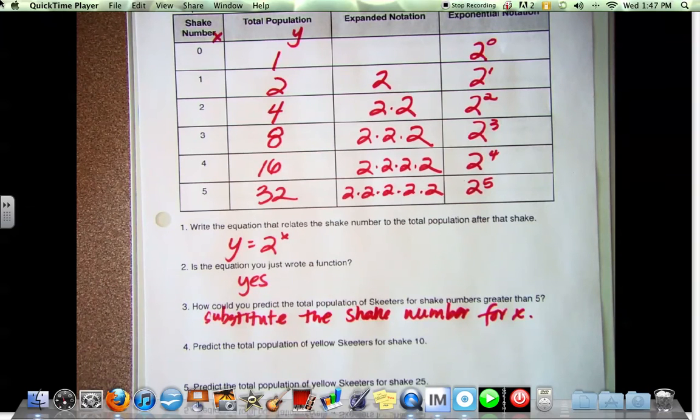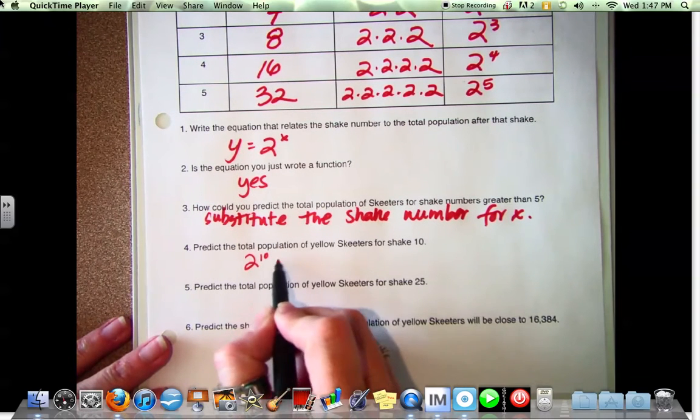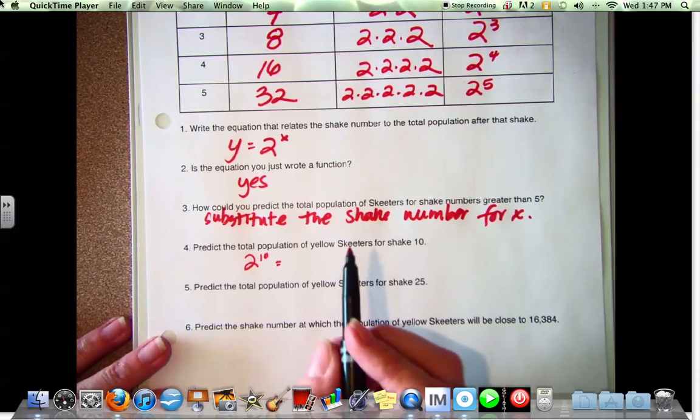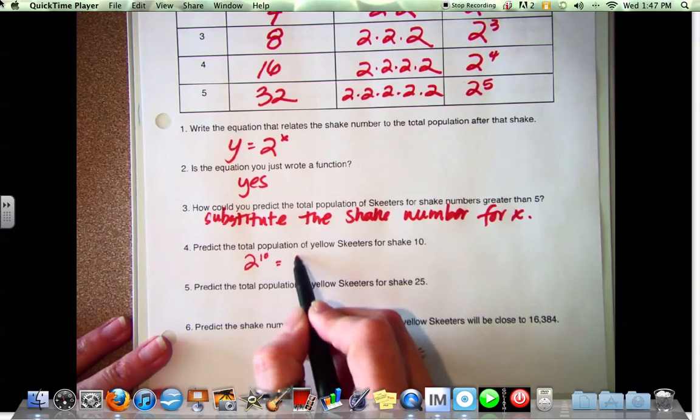So let's do that. Predict the total population of yellow skeeters for shake 10. So that would be 2 to the 10th power. Yes, it would. Which gives us? 1024.